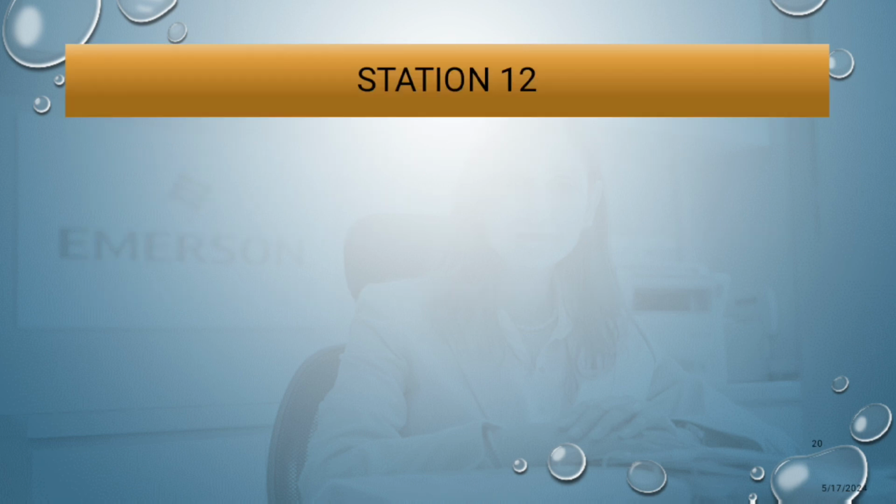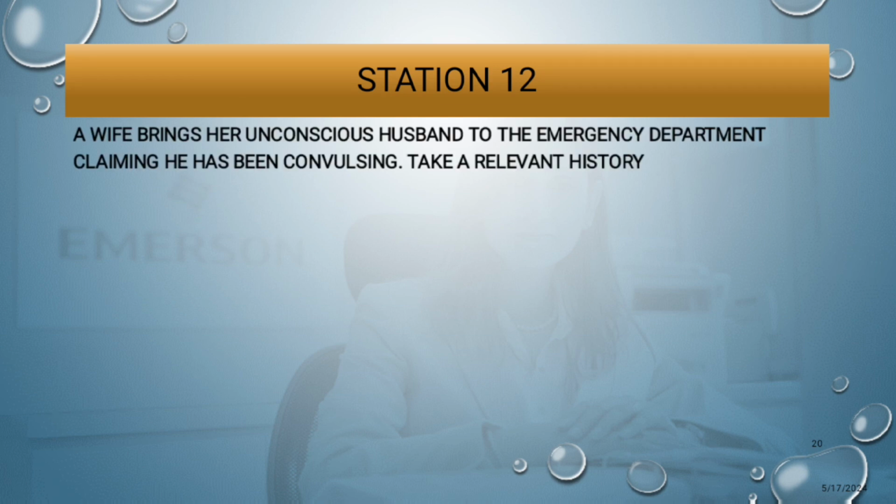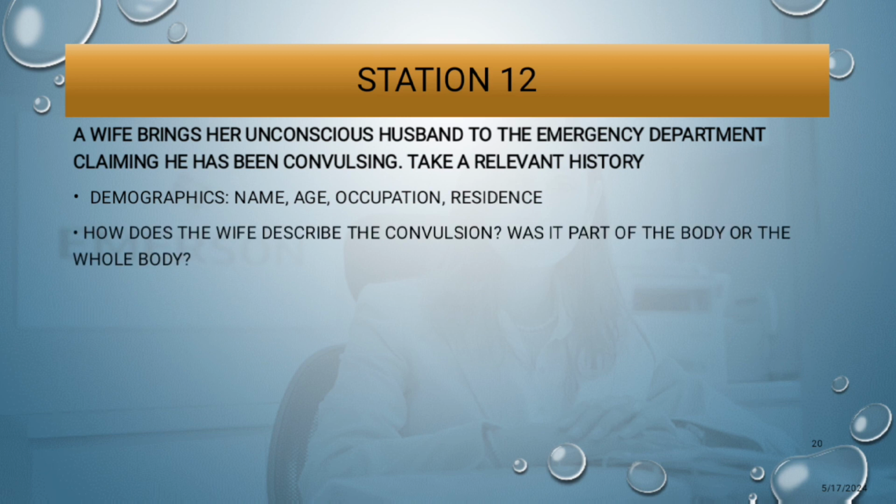So this is station 12. A wife brings her unconscious husband to the emergency department, claiming he has been convulsing. Take a relevant history. Of course, demographics: name, age, occupation, residency. How does the wife describe the convulsion? Is it part of the body, or the whole body?